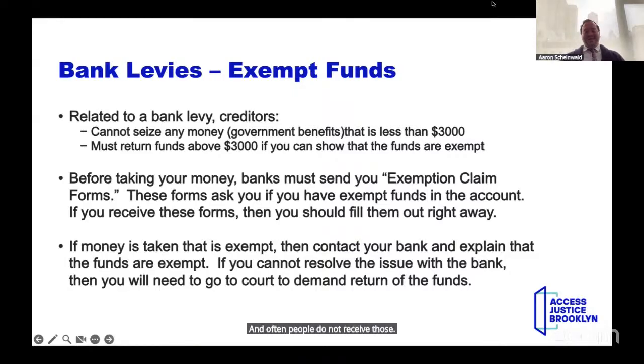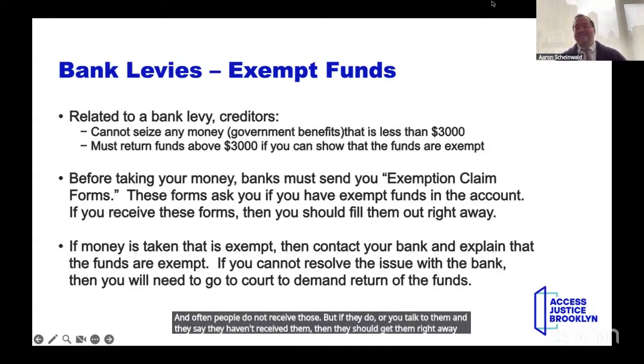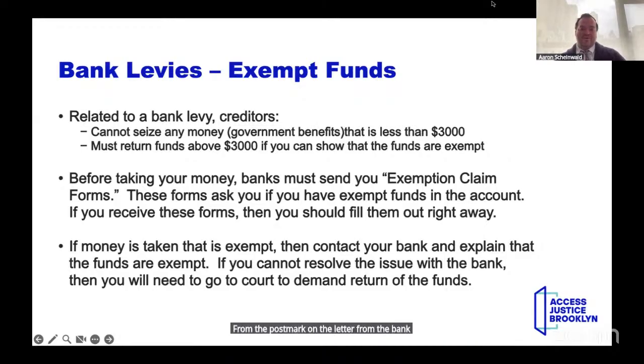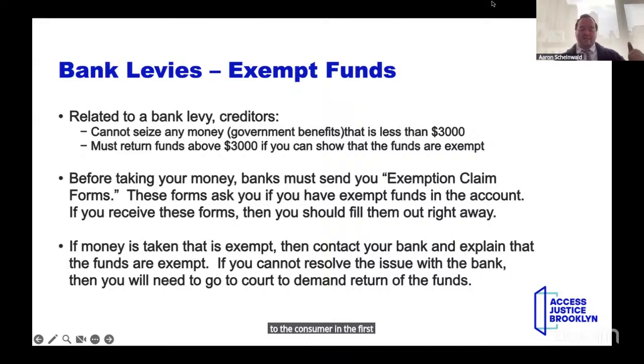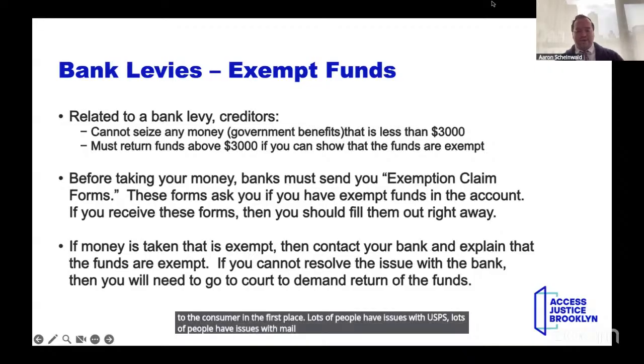But if they do, or you talk to them and they say they haven't received them, then they should get them right away. And if they have an exemption, then they should respond right away. The statutory standard is 20 days from the postmark on the letter from the bank with the claim exemption forms. So that is a very, very short period of time, because obviously that encompasses the mailing from the bank to the consumer in the first place. Lots of people have issues with USPS. Lots of people have issues with mail and their neighbors, especially in larger apartment buildings. They may receive that on day 8 or day 12 of day 20.